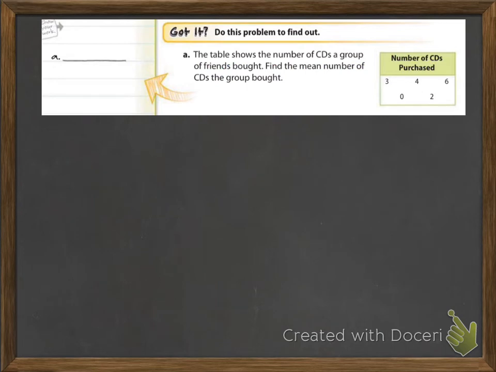The table shows the number of CDs a group of friends bought. Find the mean number of CDs the group bought. So now you want to go ahead and work on this problem on your own, and make sure you pause the video now. Great, welcome back.